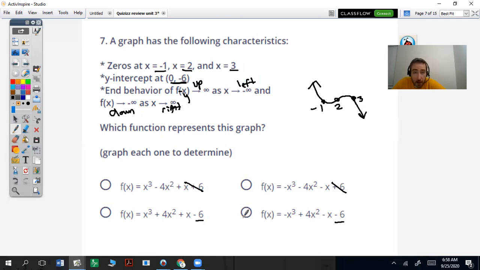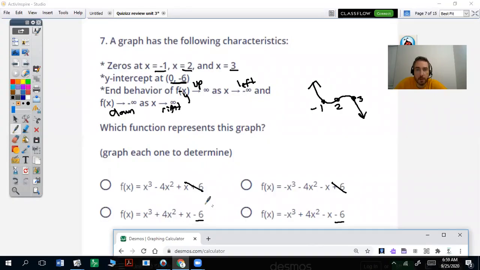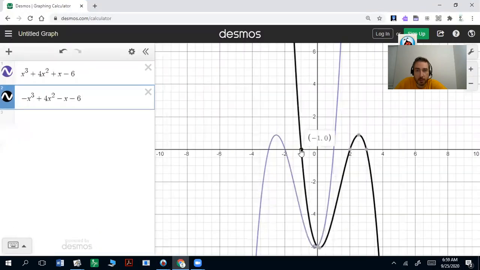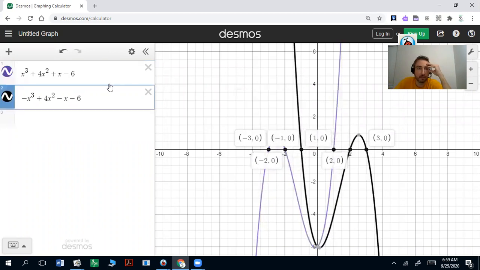I'm going to graph a couple. I've only graphed these last two because they end in -6 for my y-intercept. And notice that this one has the right end behaviors. On the left side it goes up, on the right side it goes down, and it has the zeros -1, 2, and 3. This one crosses at the opposite zeros, -3, -2, and 1, and its end behavior is flipped. So it's going to be this one here.